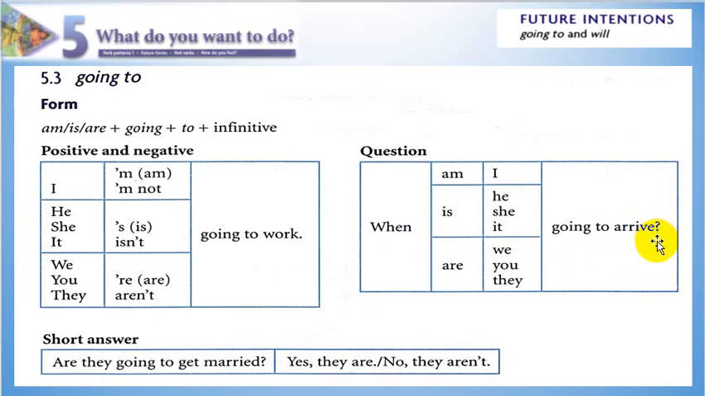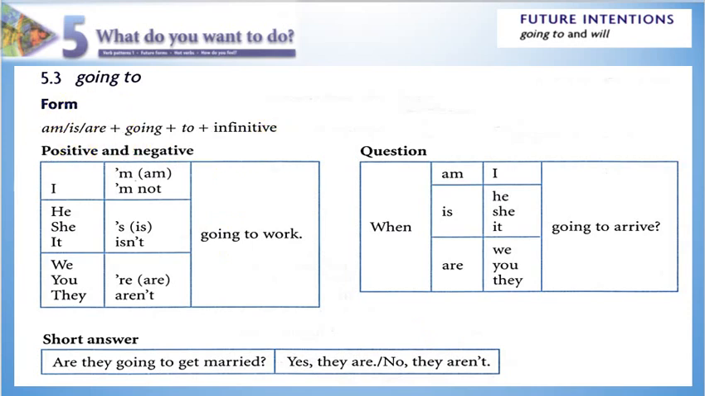Okay, هذه الصيغة لإنشاء سؤال. Short answer يكون بعدم استخدام أداة استفهام أو كلمة الاستفهام. الفعل يكون بالبداية. Are they going to get married? Is he going to get married? الجواب يكون yes, short answer. Yes they are, yes he is. No they aren't, no he is not, he isn't. Okay, فهاي القاعدة لديكم لإنشاء جملة باستخدام going to.